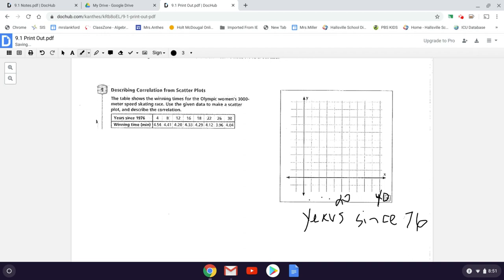Okay. And then we would want to make the y-axis be the winning time. And those times are going up by seconds. Possibly we could make every box be a half a second. So what you do is draw a little squiggle right here and start at 3, that basically represents that we didn't start at 0, but instead we're kind of skipping part of the graph.